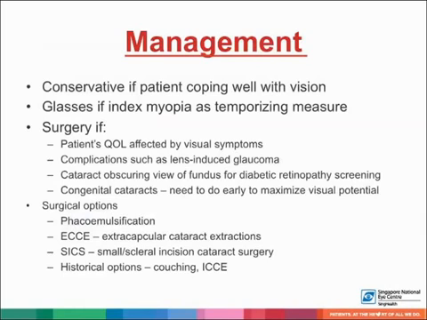However, if the degree is changing quite rapidly and the patient is quite uncomfortable with this new vision, or the patient complains of anisometropia, a change in degree with regard to both eyes, and that's causing significant problems in day-to-day life or quality of life, then a cataract surgery might be mandated. So basically, when would you consider surgery? If the patient's quality of life is affected by visual symptoms, if there are complications like lens-induced glaucoma, or if there's cataract obscuring the view of the fundus.